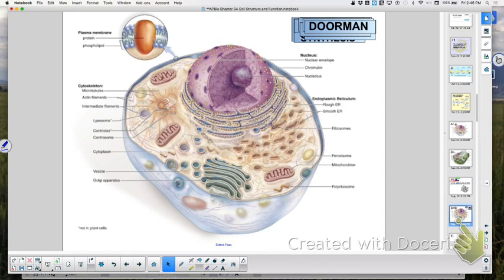Centrioles, the churros. Because only animals eat churros. Everybody knows that. Okay? Only animals eat churros. Here are the churros.